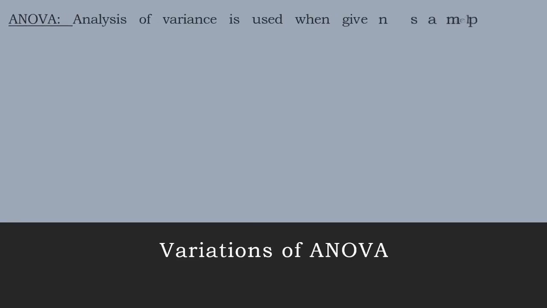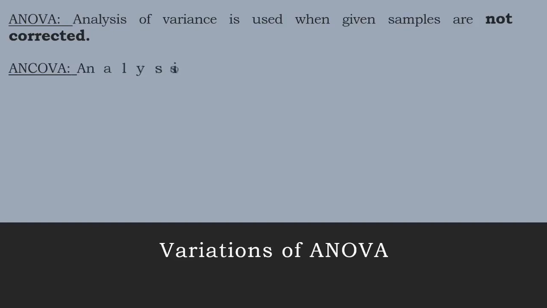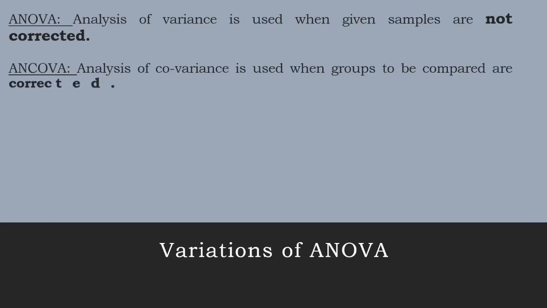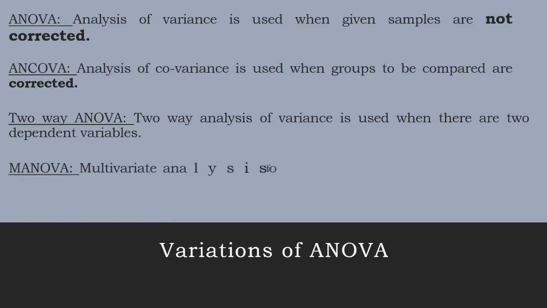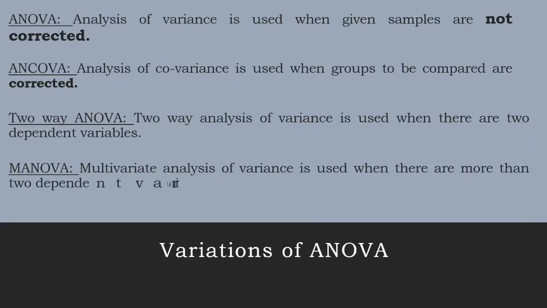Next come the variations of Anova. Anova, as I said, is analysis of variance and is used when given samples are not correlated. Next is ANCOVA, analysis of covariance, and is used when groups to be compared are correlated. Two-way Anova, analysis of variance, is used when there are two independent variables. The next one is MANOVA, multivariate analysis of variance, used when there are more than two dependent variables.